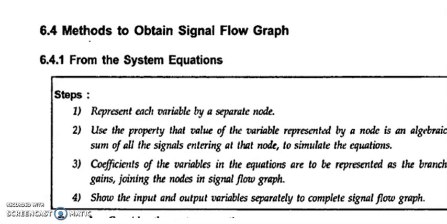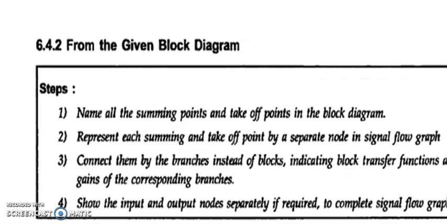Methods of obtaining a signal flow graph. Represent each variable by a separate node. Use the property that the value of the variable represented by a node is an algebraic sum of all the signals entering at that node to simulate the equations. Coefficients of the variables in the equations are represented as the branch gains joining the nodes in a signal flow graph. Show the input and output variables separately. Complete the signal flow graph.